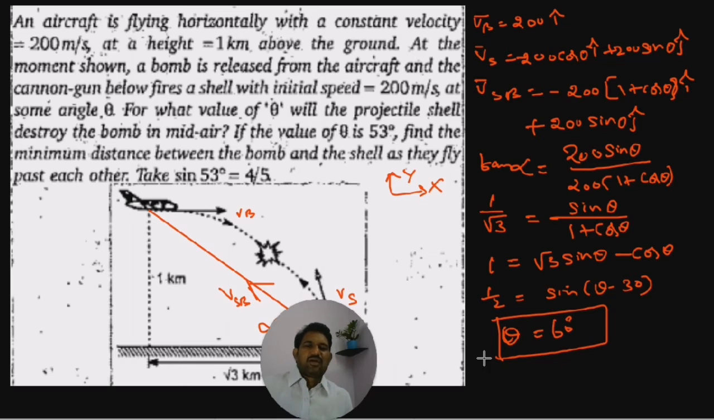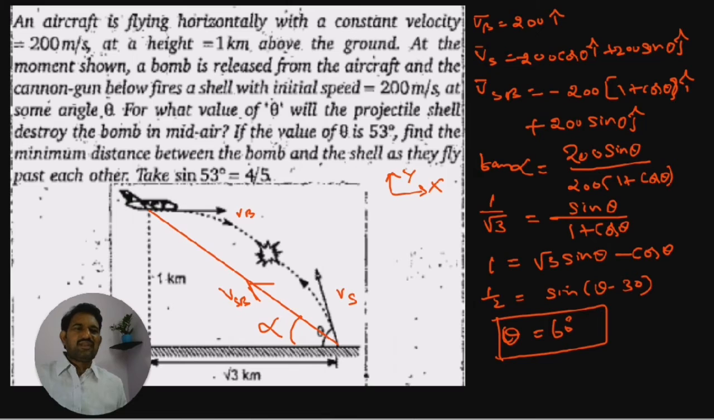Now the next question they are asking is, if it is projected at 53 degrees, find the shortest distance between them. If it is projected at 53 degrees, the velocity will be somewhere like this. The relative velocity, if you calculate again, will be along this direction. Then you get the same expression, and you just need to substitute theta as 53, where sin 53 is 4 by 5 and cos 53 is 3 by 5. Then the relative velocity will be along this direction.